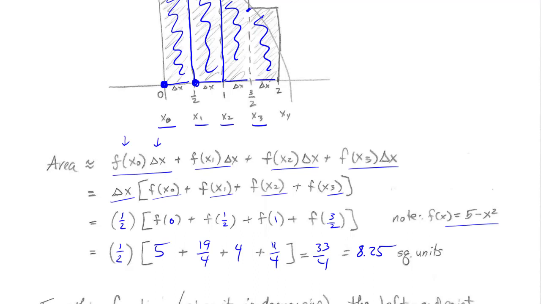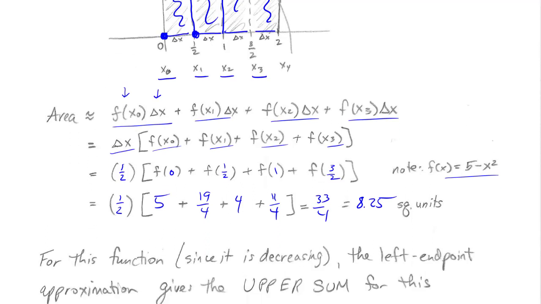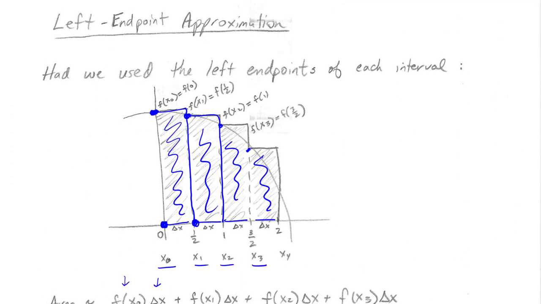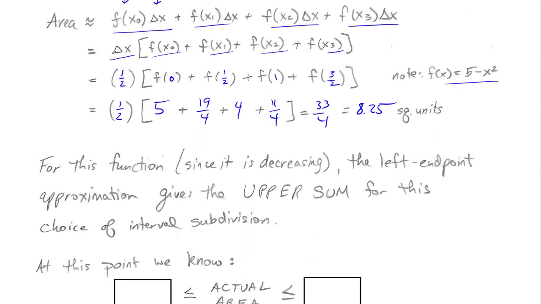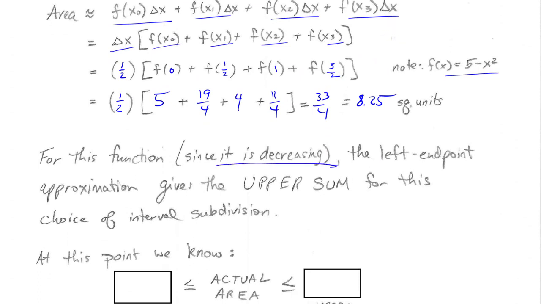Okay, so now because the function was decreasing, when we used the left endpoint, we got an overshoot of the region we wanted. So we got more because we included this area here that wasn't there. So for a decreasing function, the left endpoint approximation gives us the upper sum for this many intervals.